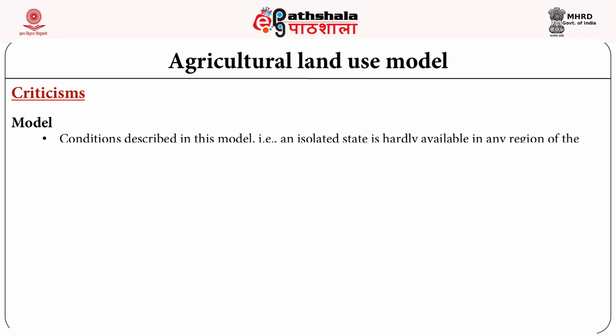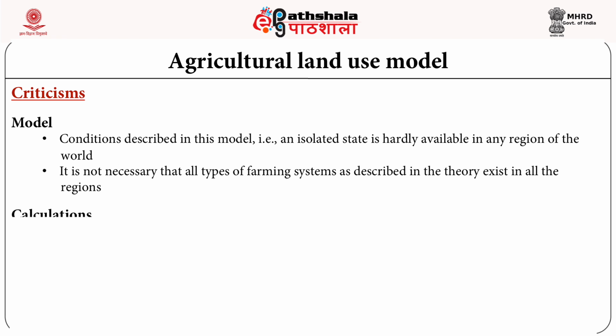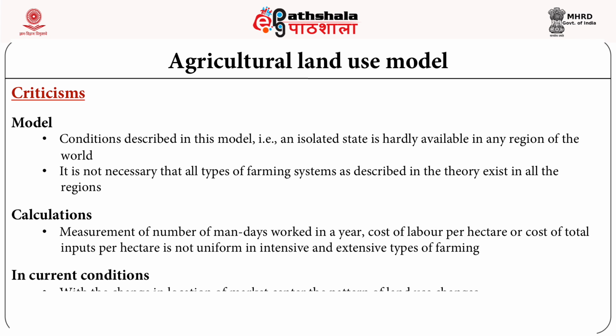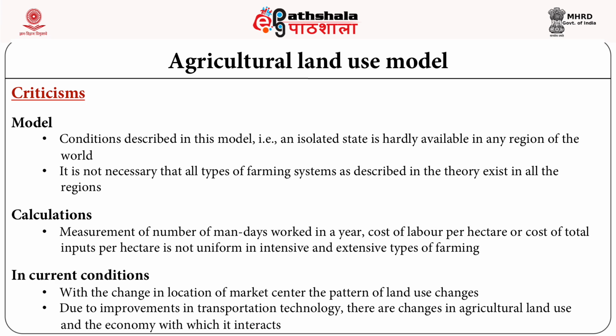The criticisms regarding the calculations were that the measurement of the number of man days worked in a year, the cost of labor per hectare or the cost of total inputs per hectare, was not uniform in intensive and extensive types of farming. In the current conditions, with the change in location of market center, the pattern of land use also changes. And due to improvements in transportation technology, there are changes in agricultural land use and the economy with which it interacts. So, these were the criticisms of von Thunen's agricultural land use model.